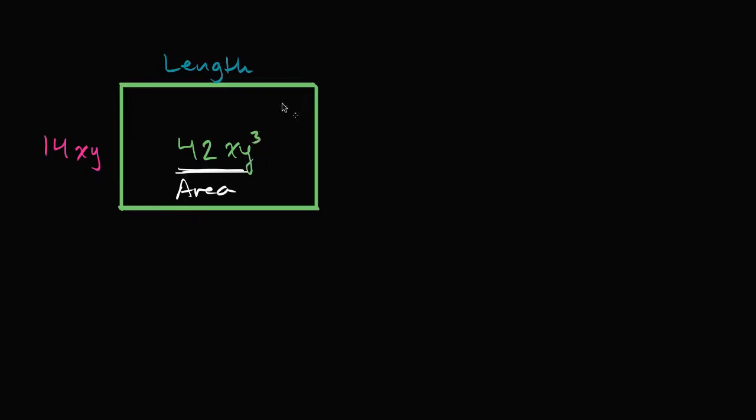You take your length, and I'll just use L for length. I'll put L in parentheses. So you take your length, and you multiply it times your height. So let's multiply it times 14xy, and that's going to give you your area. So that's going to give us our area of 42xy to the third power.